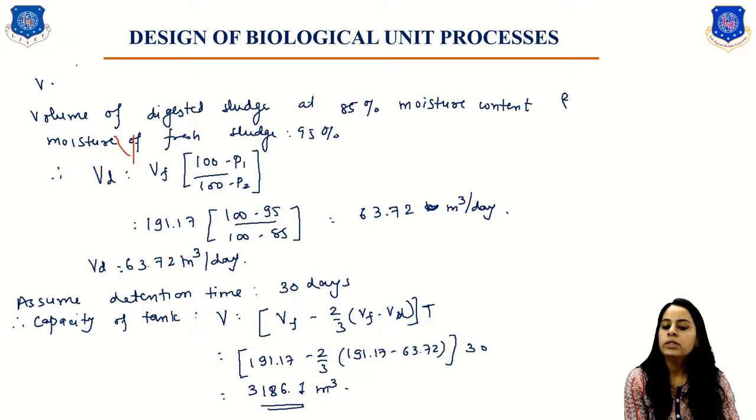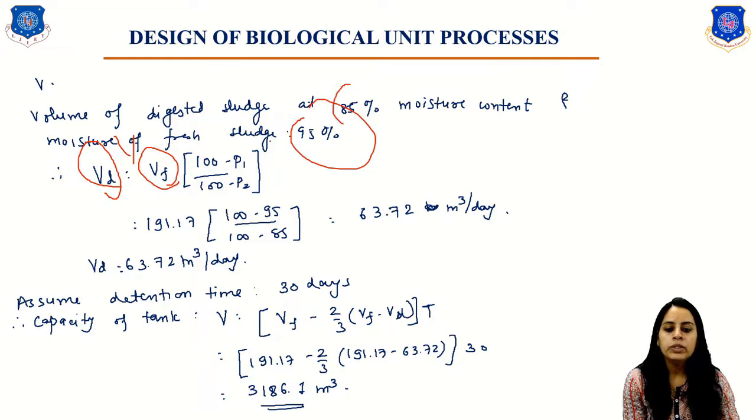The next one is the volume of digested sludge at 85% of moisture content, and the moisture of raw sludge is 95%. So VD is equal to VF into (100 minus P1) divided by (100 minus P2). We have the value of VF, which is 191.17, we already found that. Now P1 is equal to 95% and P2 is equal to 85%. So we put the values of P1 and P2, and the final answer is 63.72 meter cube per day.